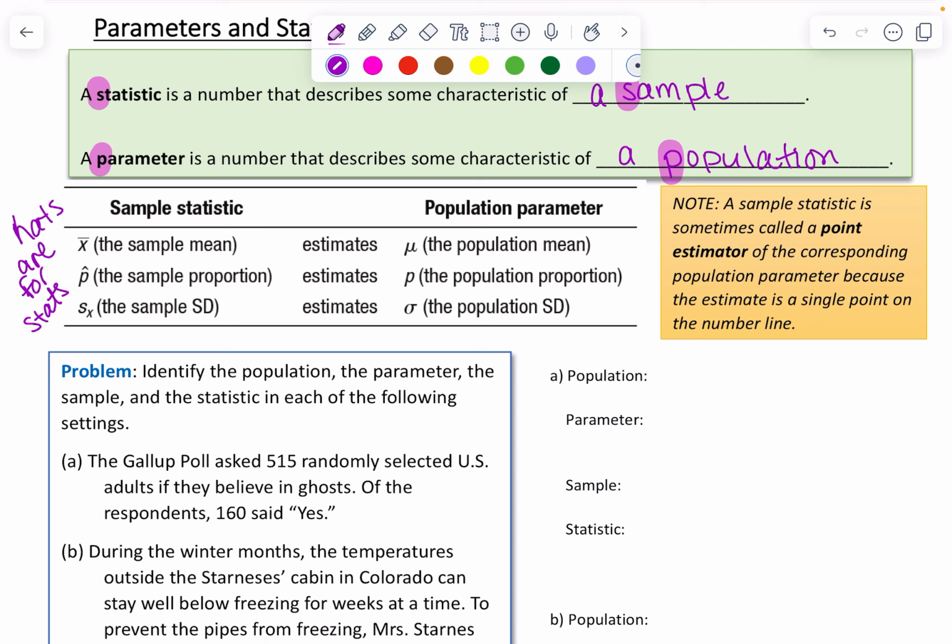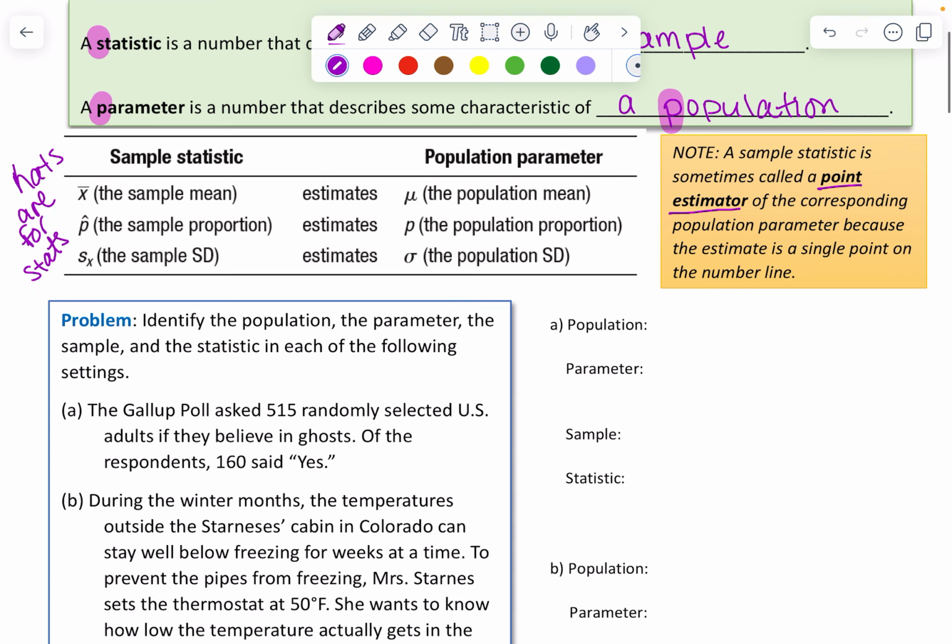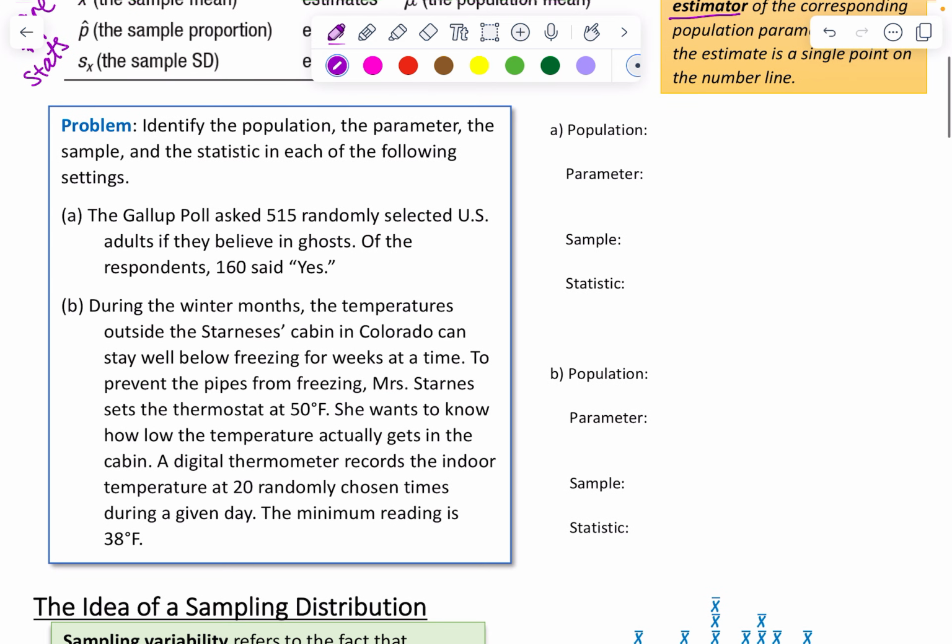All right, sometimes your book might talk about a thing called a point estimator. That is just your sample statistic. So the P hat, the X bar, whatever, if they talk about it and call it a point estimator, that is just also called your sample statistic. All right, so what we're going to do in these two examples, we're going to identify the population and the parameter and the sample and the statistic.